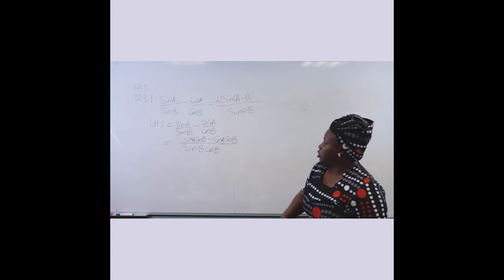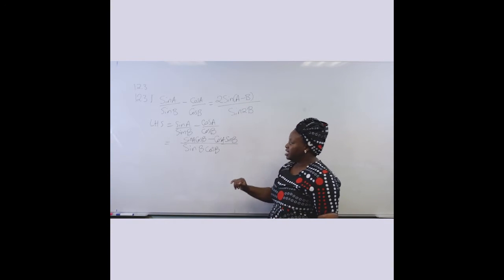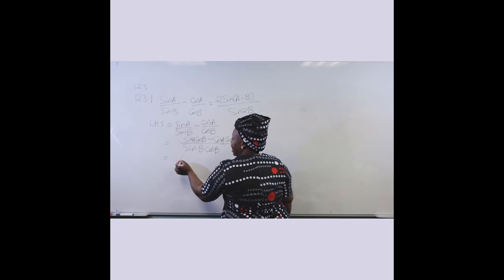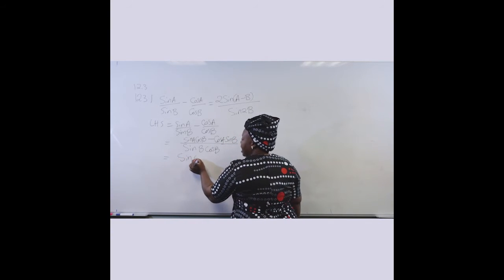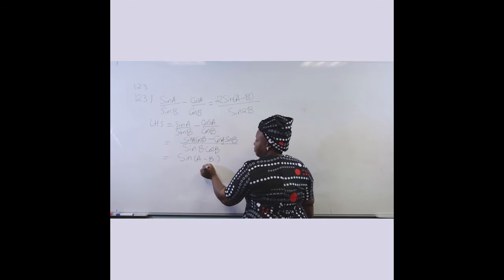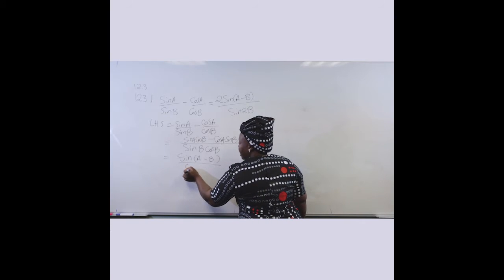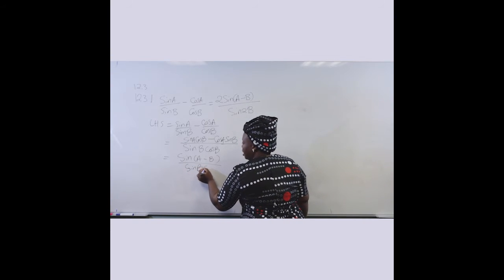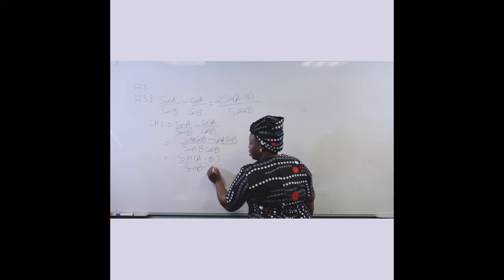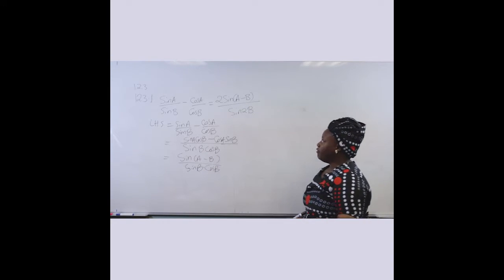Go to the formula sheet, you'll see something like that. And this is the compound angle for sine. So this is sine A minus B divided by sine B cos B. Now, so far, this is what you have.